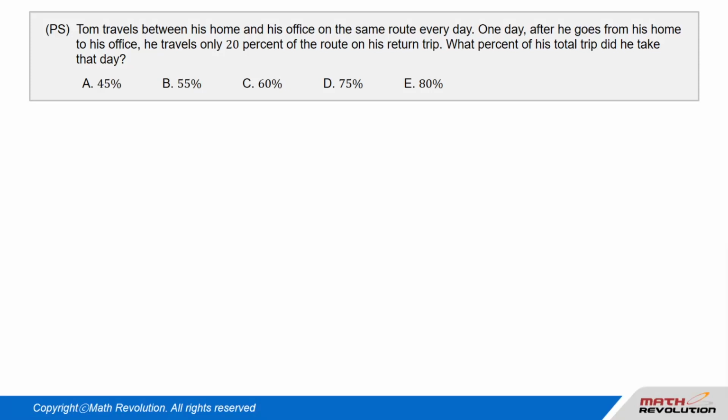Question. Tom travels between his home and his office on the same route every day. One day after he goes from his home to his office, he travels only 20% of the route on his return trip. What percent of his total trip did he take that day?